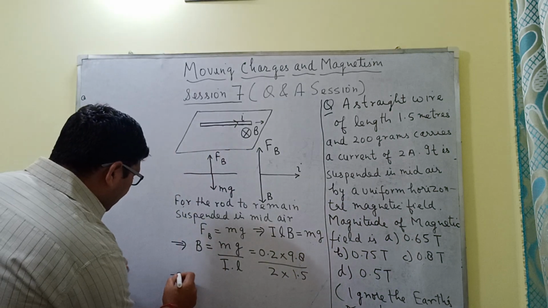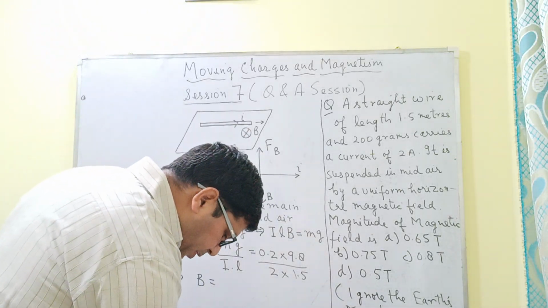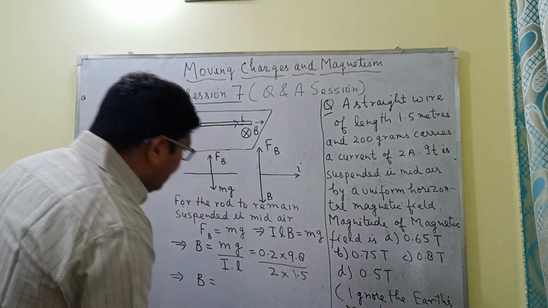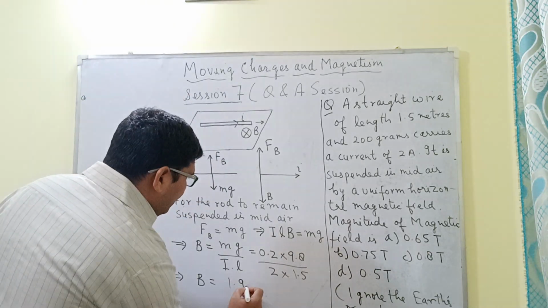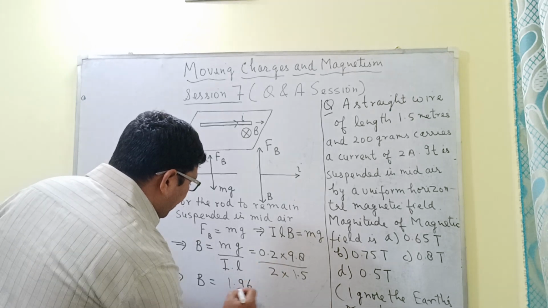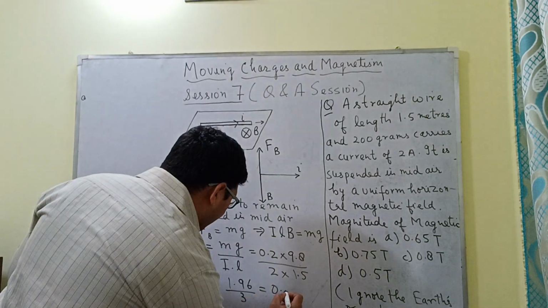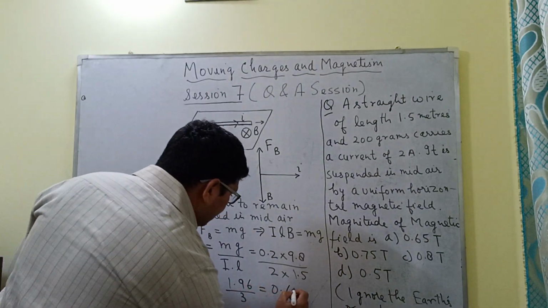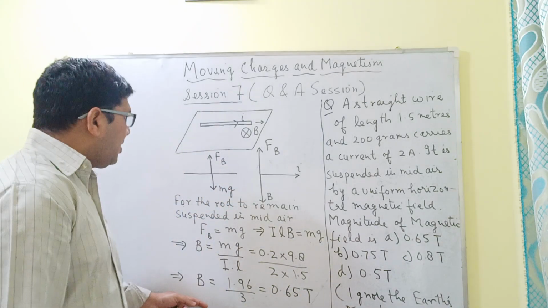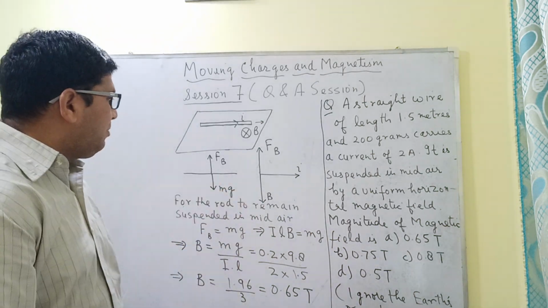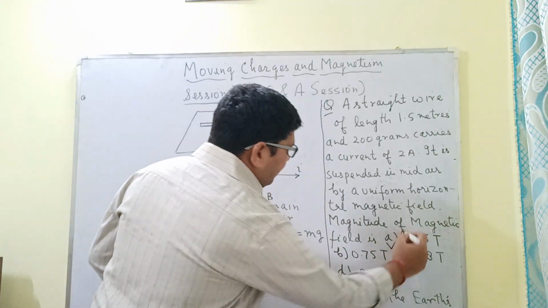So here the value of B will be equal to 0.2 into 9.8 into 2... that is 1.96 divided by 3. So this will be equal to 0.65 Tesla. So in this question, the magnitude of this horizontal magnetic field is equal to 0.65 Tesla. So the correct option is A.